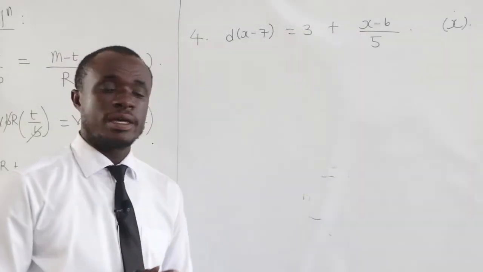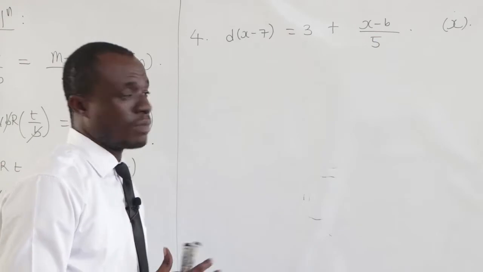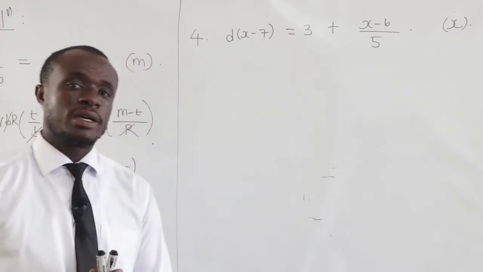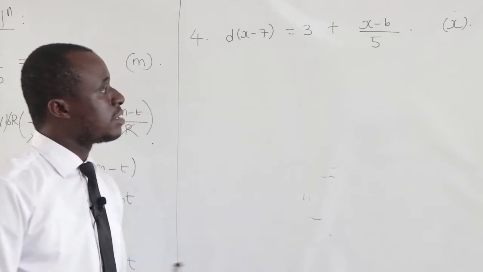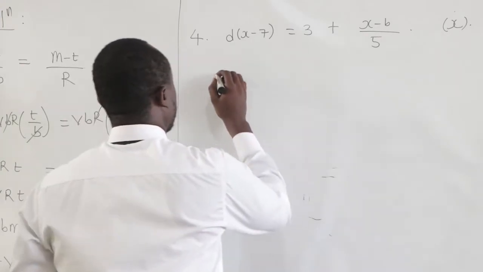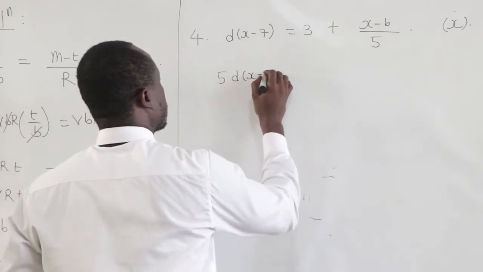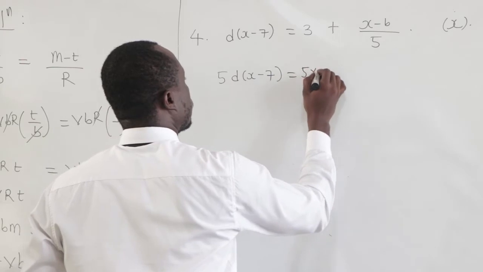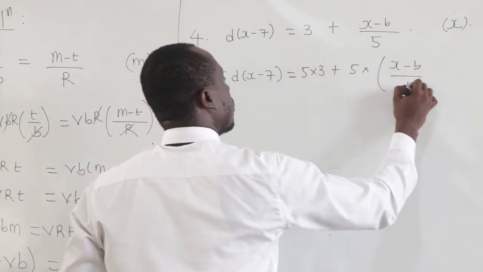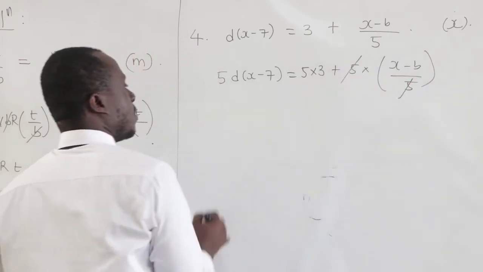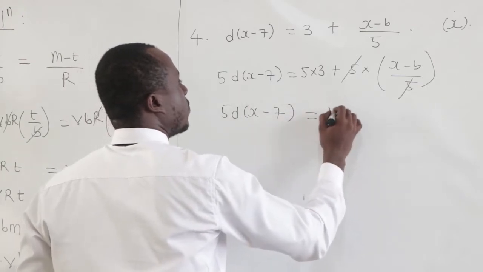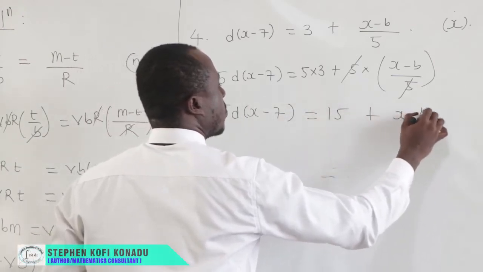Now in this case we want to make x the subject. You have d into bracket x minus 7 equal to 3 plus x minus b all over 5. We want to make x the subject. Now what is the LCM? The LCM is just 5. So multiply each term by the LCM, which is 5. So we have 5 times d into x minus 7, 5 times 3, 5 times x minus b all over 5. This 5 is cancelling out that. So you have 5d into x minus 7 equal to 15 plus x minus b.